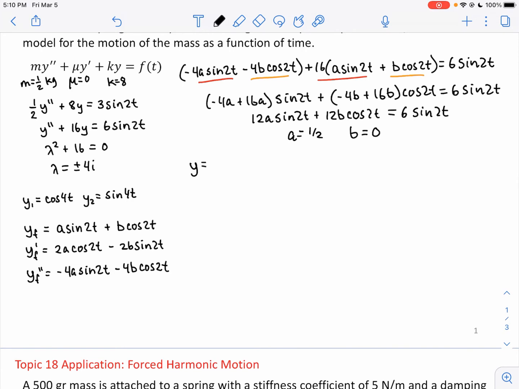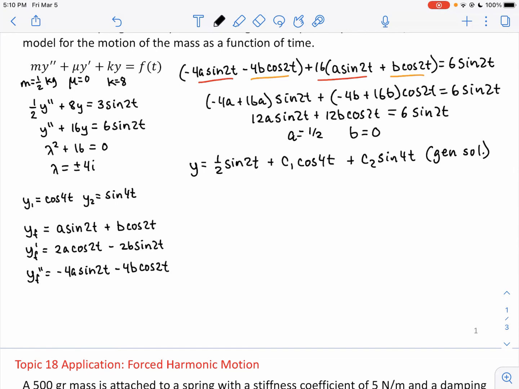We'll start with the particular, which is going to be, looking back at this here, use the correct a's, 1/2, and the b is 0. So I'm going to rewrite that with those correct coefficients. So we just really have 1/2 sine 2t. This is our particular solution. To that, we're going to add a c1 times our y1, which is cosine 4t, and then plus a c2 times our y2, which is sine 4t. And here's our general solution.